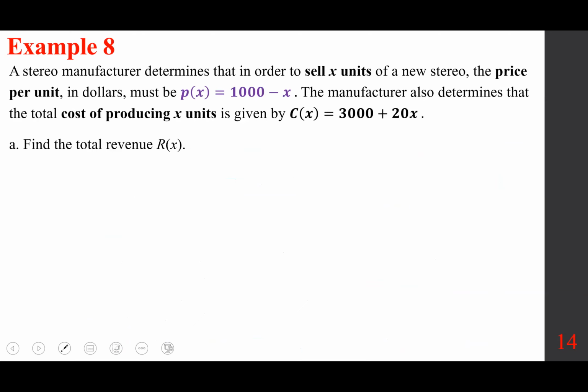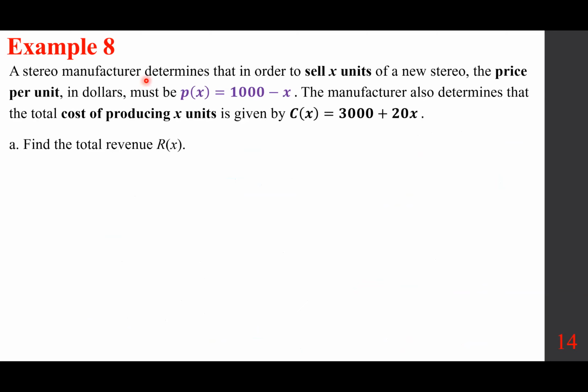Here's the last question. Could somebody read the last question, please? Wow.